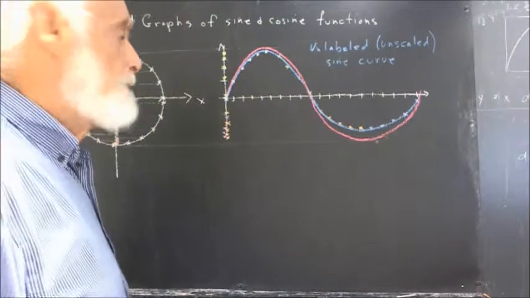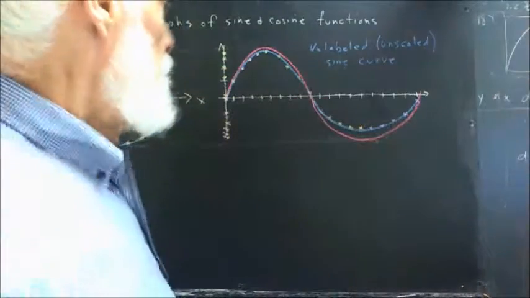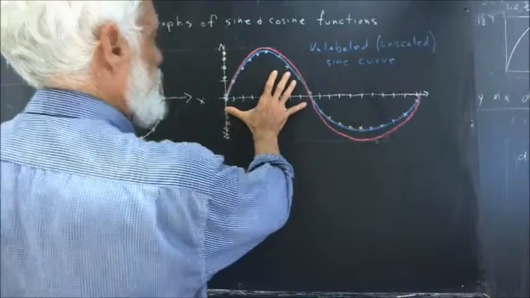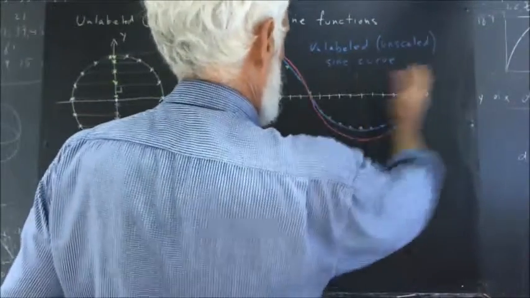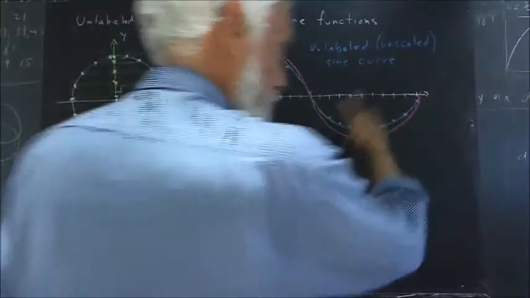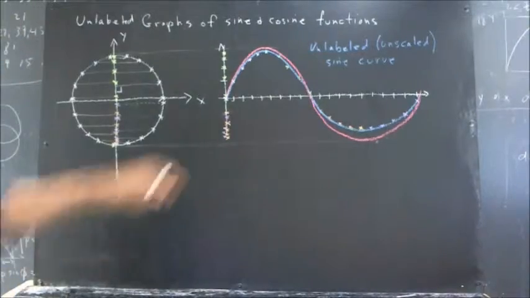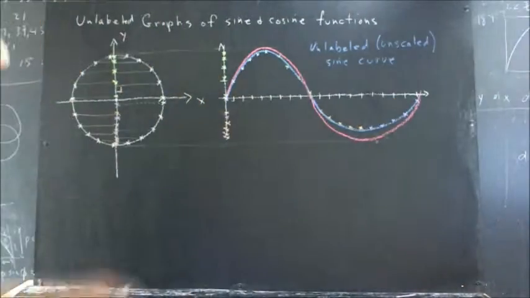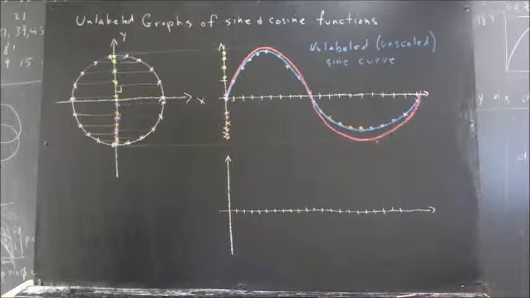So in red we see the graph as perhaps it should have been drawn. My distance here is less than my distance here. These markings should have been a little bit closer together. This distance and this distance should be the same, but it's a reasonably good representation of the sine graph.